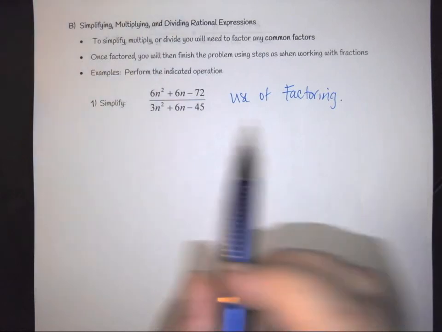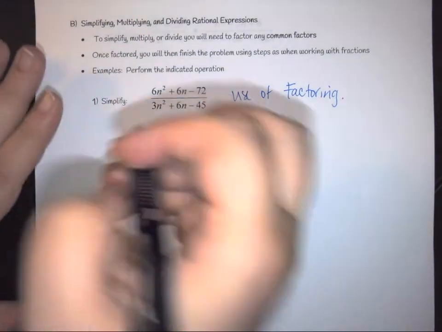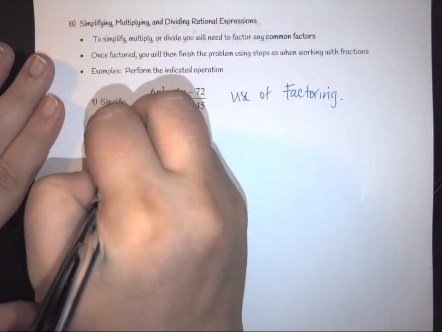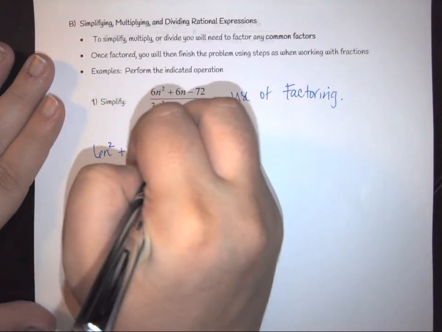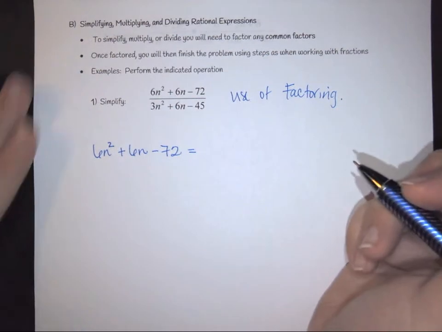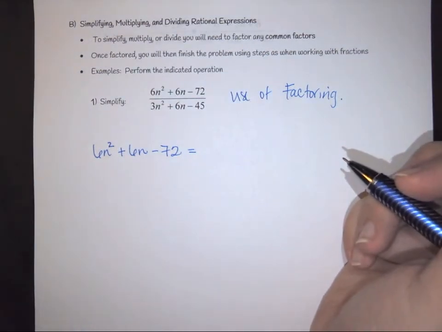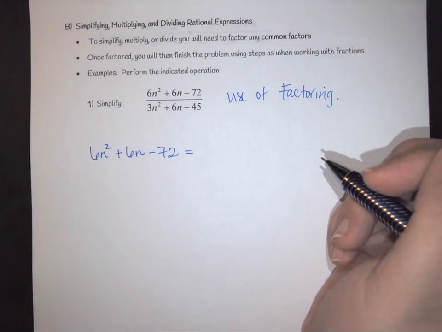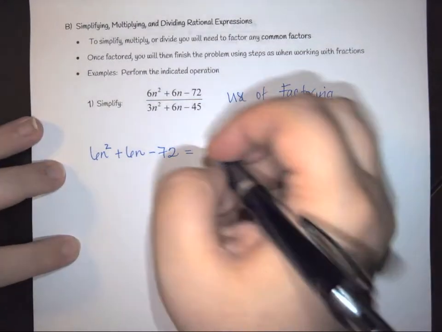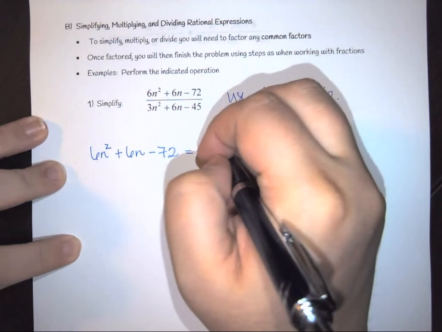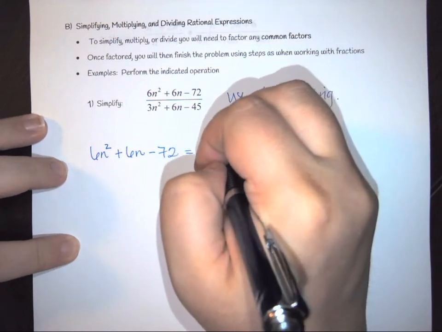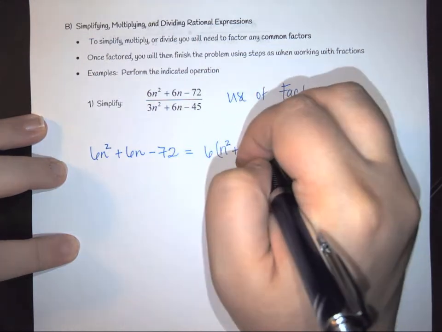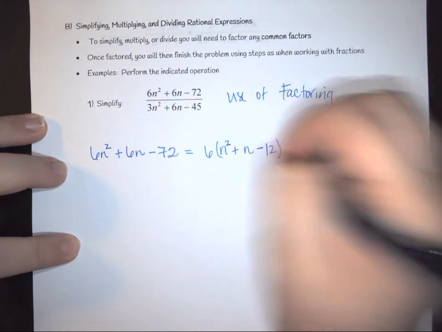So in this instance, across the top, I have 6n squared plus 6n minus 72. So the first thing you want to look at is, can I pull 6 out of 72? And the answer is you can. So I'm going to pull a 6 out, which leaves behind n squared plus n minus 12.